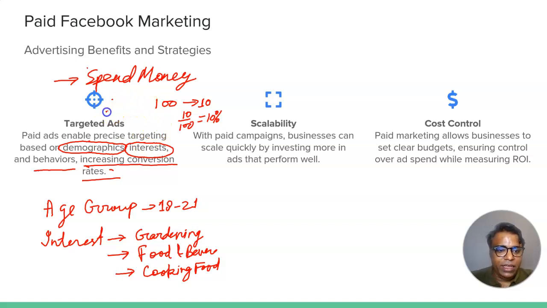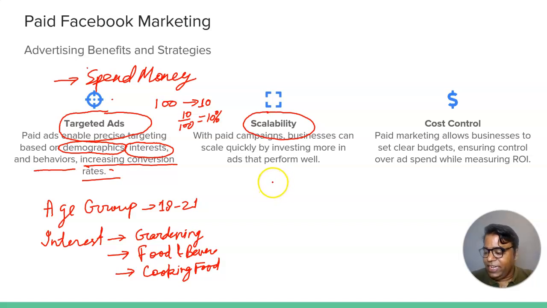So now we are clear that paid Facebook marketing allows you to run targeted ads. And this is also one of the key benefits of Facebook marketing. Then the second benefit is scalability. Now this is also very unique. For instance, if you have only say $10 and you want to run a campaign, you can do that. Facebook allows you to do that. If you have $1 million, even then you can run the campaign. Facebook allows you.